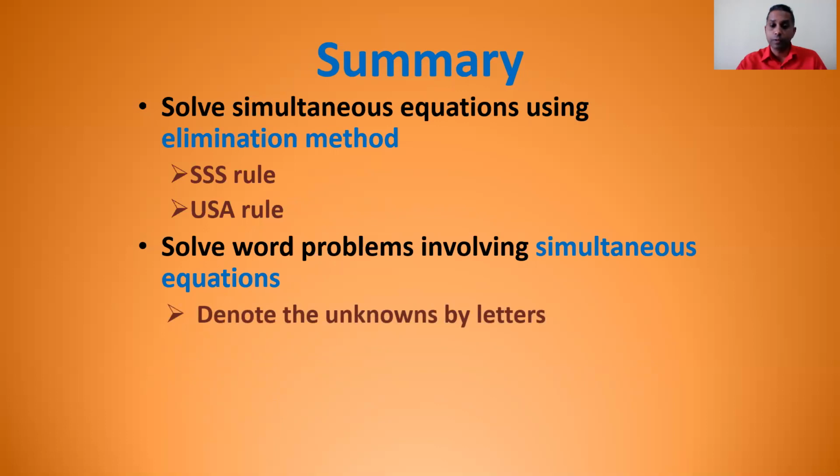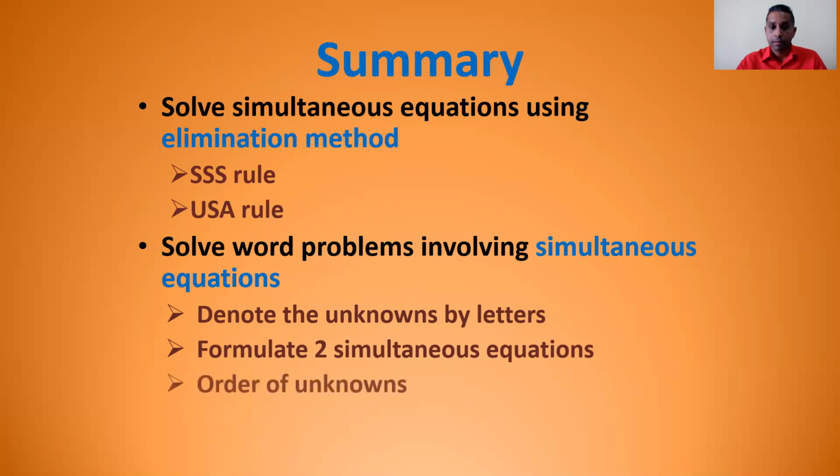We start by denoting the unknowns that we are looking for by letters. We formulate two simultaneous equations based on the information given in the question. We verify whether the order of the unknowns is the same in the two equations, and we solve using one specific method.